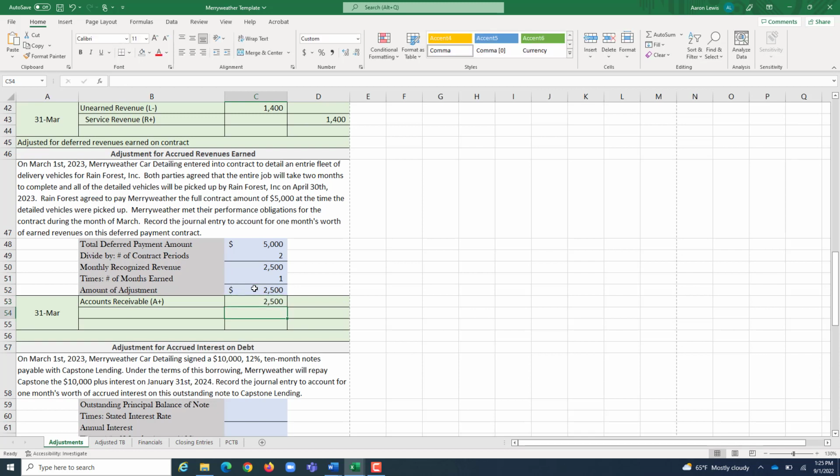Since we met all the obligations of the contract, they owe that money to us right now, regardless of what they want to do in the future. Since they owe it to us, we're going to receive it in the future. We put it on the books as an accounts receivable.